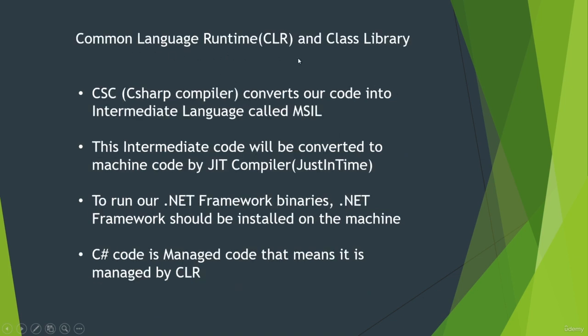The common language runtime and the class library are the two main components of .NET. CSC stands for the C# compiler, which converts our code into an intermediate language called MSIL, Microsoft Intermediate Language. So whatever code you write in the editor or IDE, the C# compiler converts into intermediate language, and this intermediate code is converted to machine code by the JIT compiler in the CLR. The class libraries provide different namespaces for operations such as databases, web frameworks, etc.